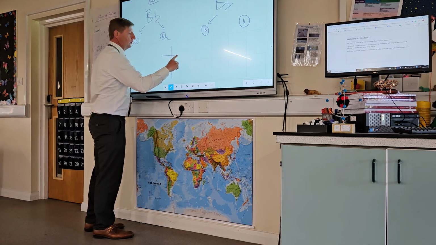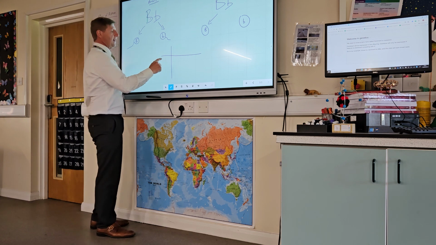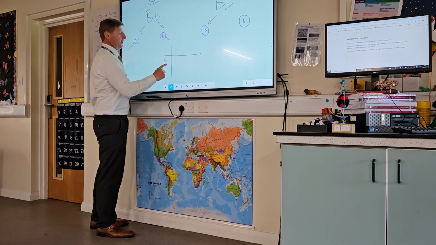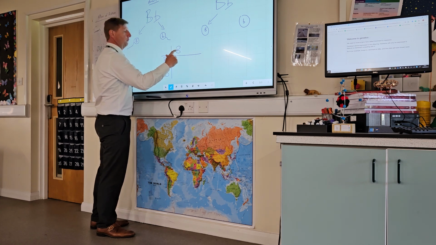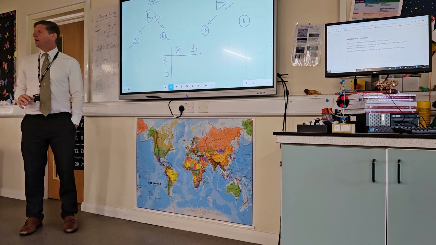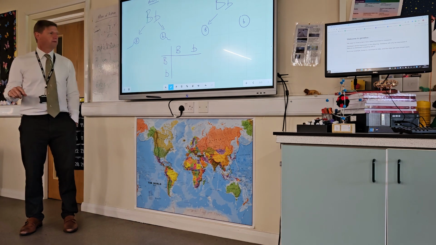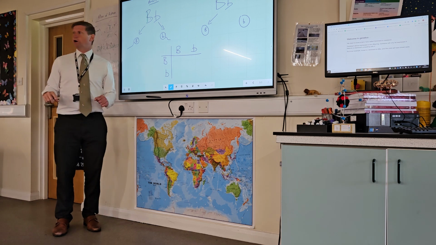We draw a bit of a cross like that, put the man down the side with the two letters, we put the woman across with the two letters, and then we just multiply them out. Have you done matrices in maths? No? Right. All you do is just multiply each one.